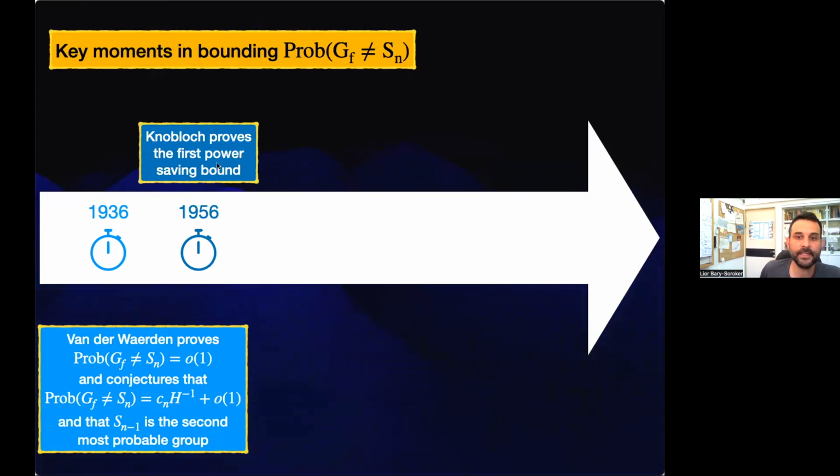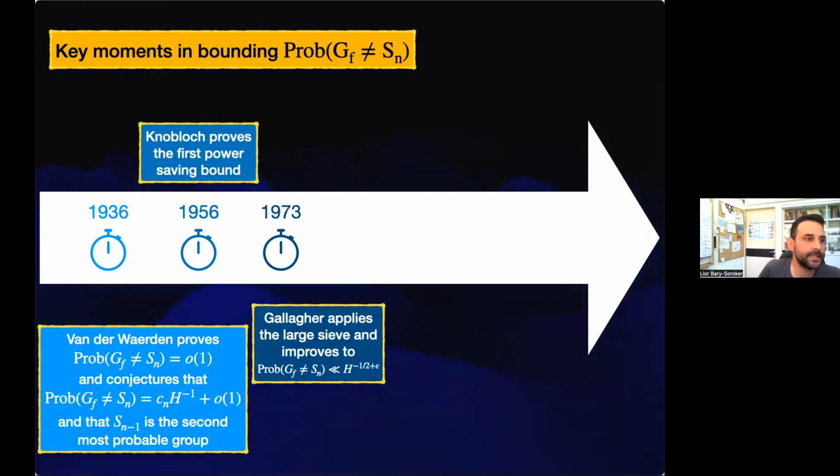So in 1956, Knobloch proves a power-saving bound. Namely, we want to get that the probability that the Galois group is not Sn is 1 over h, so we got that it's 1 over h to some power. This was the first result. And then in 1973, the large sieve started to be developed, and Gallagher applied it to improve the bound from some power saving to power saving square root of h.